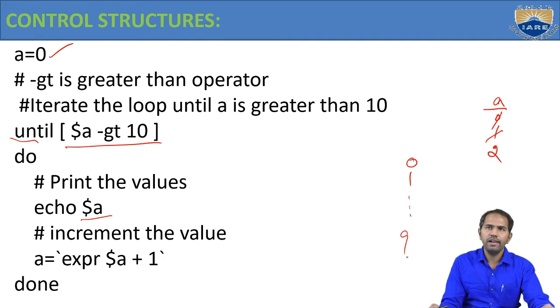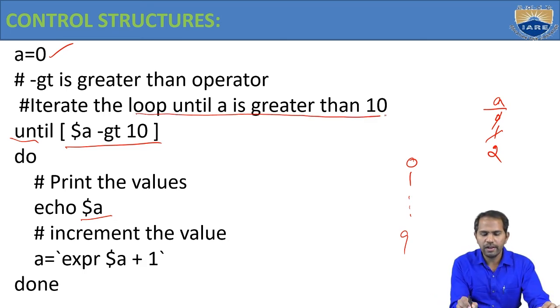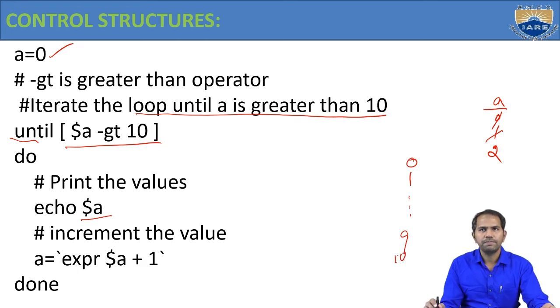So in until, it takes the keyword until followed by the command. Now $a is checked as greater than 10. Until greater than, it iterates the loop until a is greater than 10. Whenever the a value is greater than 10, it stops the process. So it means it is printing up to 10.